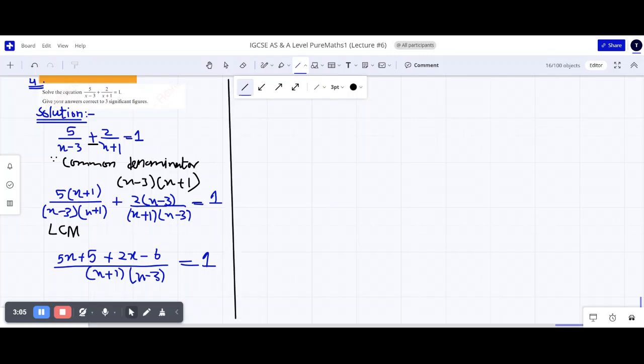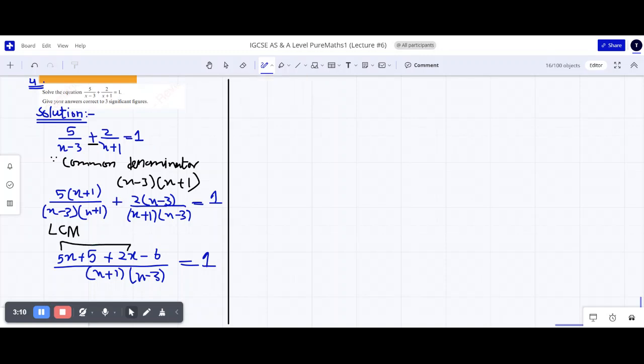So next we will simplify the like terms together. 5x and 2x are like terms. 5 and 6 are both constants, so these are like terms. So 5x plus 2x is 7x, and 5 minus 6 is minus 1. Then the denominator we will shift to the other side, so it will multiply with the 1. So x minus 3 times x plus 1. Now we will expand the brackets there. Multiplying by 1 will give us the same value, so we will expand only these two.